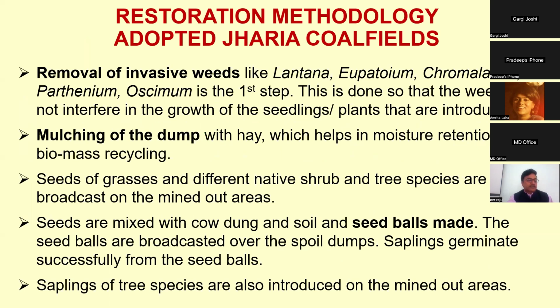What is the restoration methodology we adopted in the coalfields, in the Jharia coalfields? The first and foremost, we did the removal of the invasive weeds. See, as it was a degraded land, a lot of weeds were there. The lantana, then you have the eupatorium, then chromolaena, parthenium, that gajar ghas. It's a very deadly weed. Then you have the one tulsi, that's called the ocimum. That is the first step we did, and we started eliminating them.